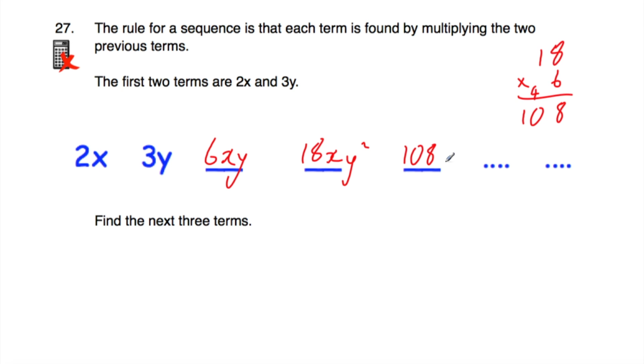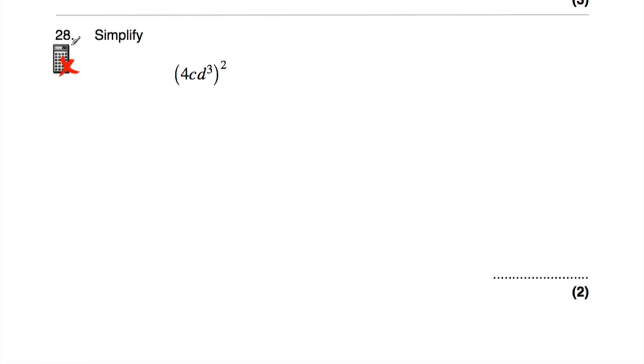We've got x times x, that's x squared. And then we've got y times y squared. Well, y times y times y is y cubed. So that means that our next three terms are 6xy, 18xy squared, and 108x squared y cubed. And that's it. Okay, let's have a look at our next question, question number 28.